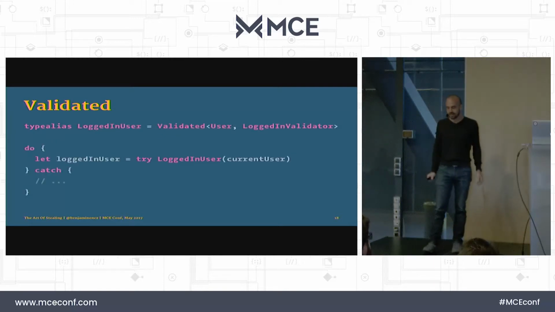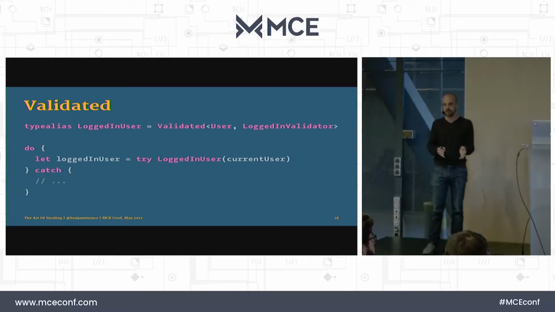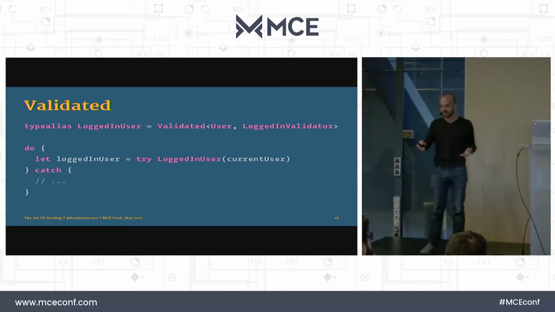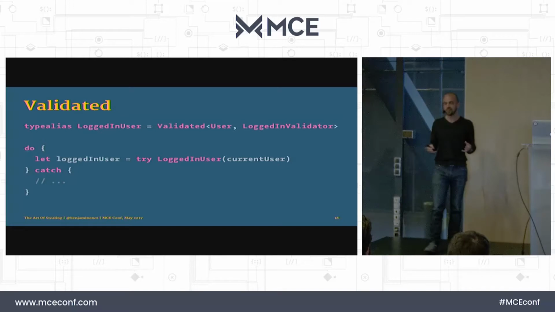And the way you do that is actually very simple under the covers. There's a Validated type that takes two generic type arguments. The first is the base type, which is, in this case, the user. And the second is a validator. That validator takes a value of the base type and checks if it conforms to your validation. For example, the logged-in validator will be a function that takes the user, checks if that user is logged in, and then returns true or false.